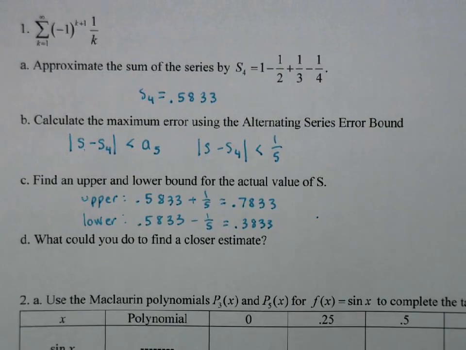And how could we find a closer estimate? We would add more terms to our partial sum. The more terms we have, the more accurate we're going to be. It's just how accurate do you want to be?